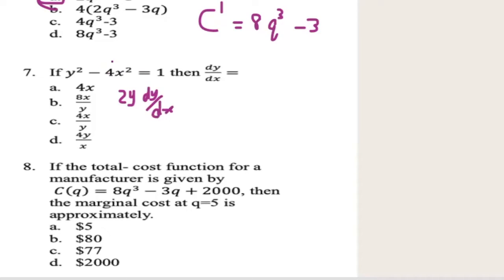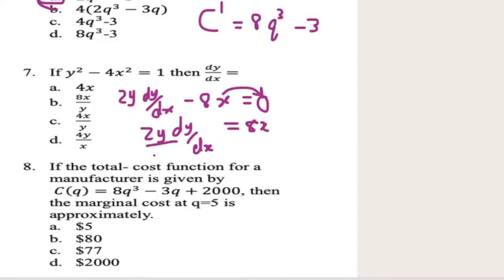This is just a normal x function, so this is going to be minus 8x equal differentiate 1, that's 0. After you have differentiated, you make dy over dx the subject. So carry over the minus 8x, so I have 2y dy over dx equal 8x. Then divide both sides by 2y.